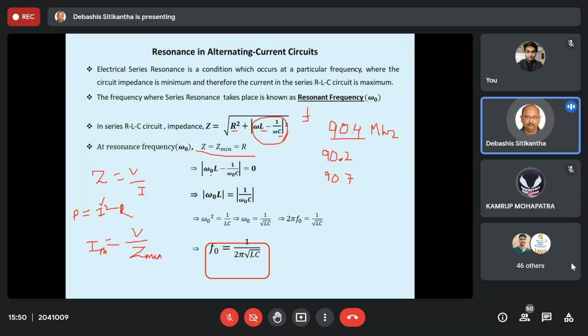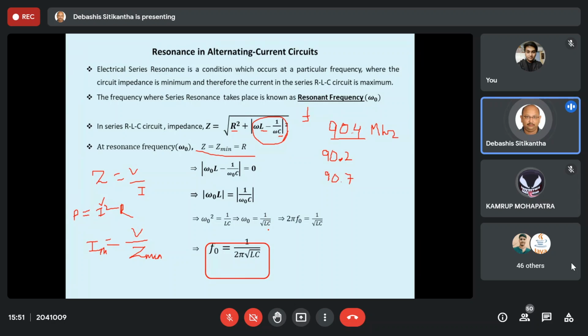So modulus of omega 0. What is this omega 0? Let us consider that the resonant frequency is omega 0. So at omega 0, this term omega 0 L minus 1 by omega 0 C is going to be 0. Let us forget about this modulus sign and take this one onto the right hand side. If I do that, I get this equation. Now let us cross multiply. Omega 0 square is equal to 1 by LC, which implies omega 0 is equal to 1 by root over LC.